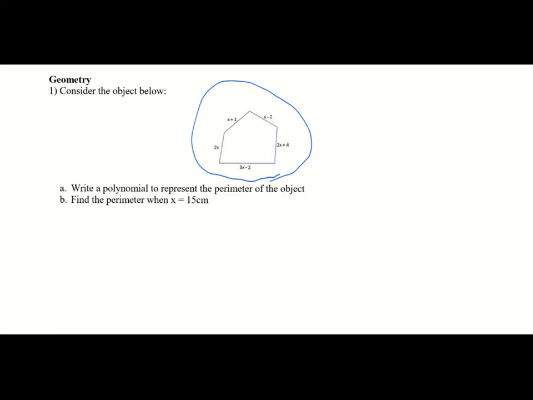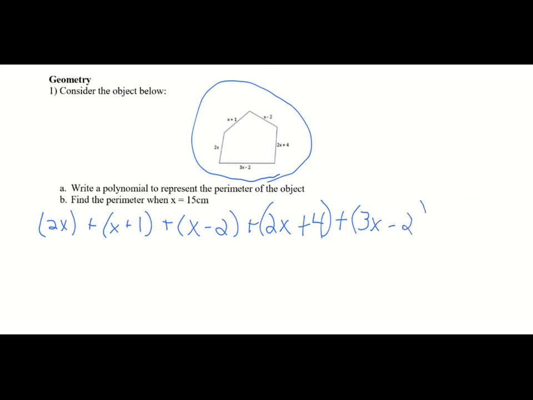So remember, perimeter is the distance around the outside. And so to find the perimeter, you add up all the sides together. So we're going to write an expression to help us. So I'm going to add up all the sides. I'm going to start off, we have 2x plus x plus 1, and I'm just working my way around the perimeter of the figure, plus x minus 2, plus 2x plus 4, and then plus our last one is 3x minus 2.